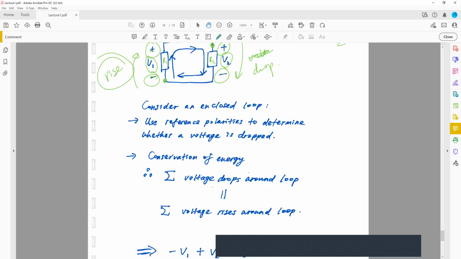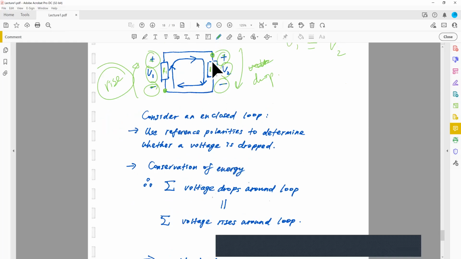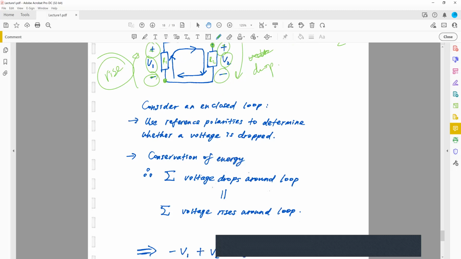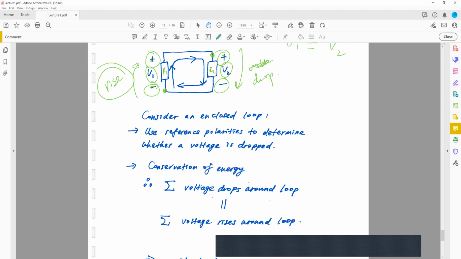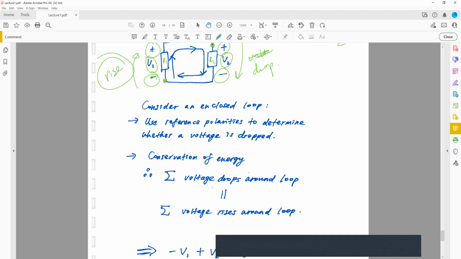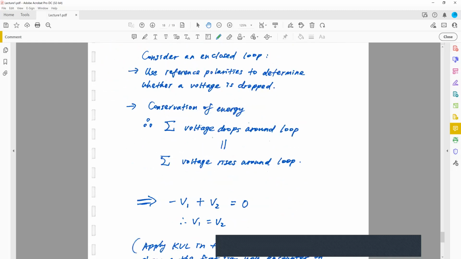Okay. By using conservation of energy, right? What energy? Potential energy. We're talking about potential difference, potential energy. The sum of voltage drops around the loop has to be balanced, has to be equal to voltage rises around the loop. In other words, if I follow the definition earlier, the algebraic sum of all the voltages around the loop has to be equal to 0, the algebraic sum.